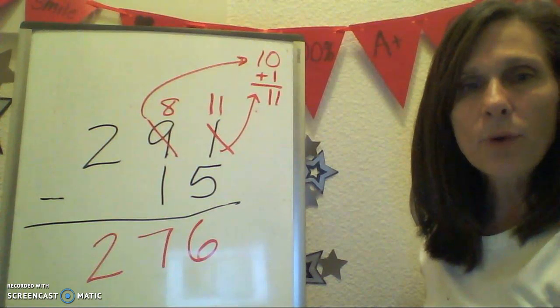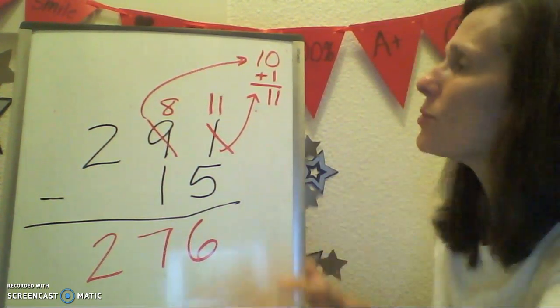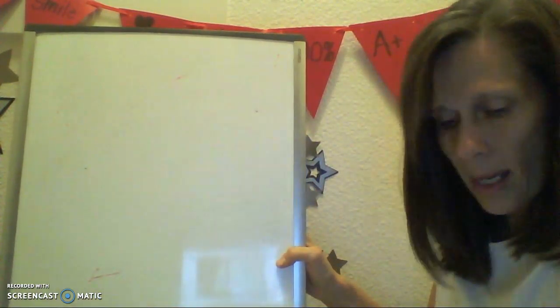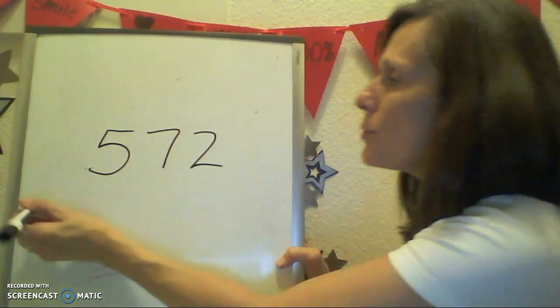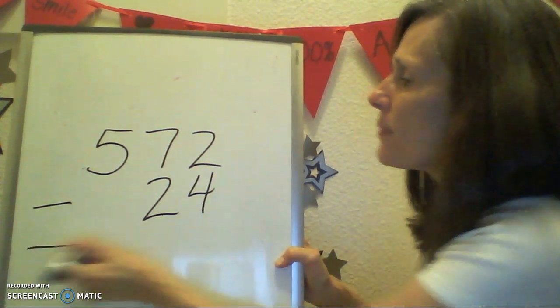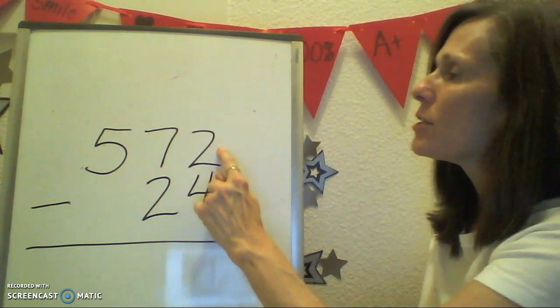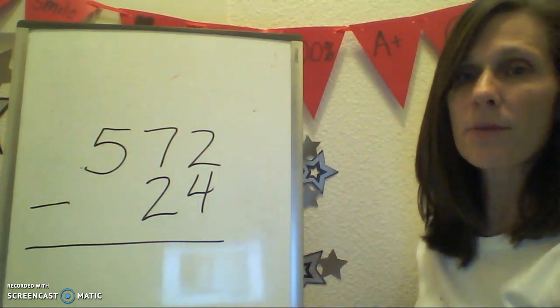So we just move right on over to our hundreds place and subtract. Okay, let's do another one like this. Here we go. Let's do 572 minus 24. All right, so here we go. I ask myself, can I do it? 2 take away 4. Well, 2 is smaller than 4, so the answer is no.